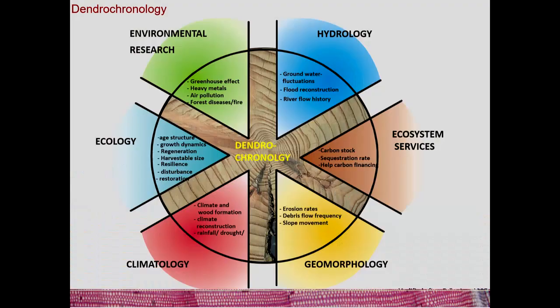But we proved over the last decades or so that there are many species in the tropics that form rings, and we can really generate a lot of data essential for what I have been talking about. So it's very important. You can use trees, like you can also use sediments, for example, to look at hydrology in terms of groundwater fluctuation, flood reconstruction, river flow history. You can use the trees as a source of data.